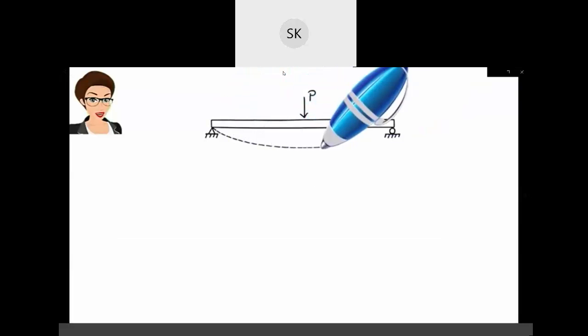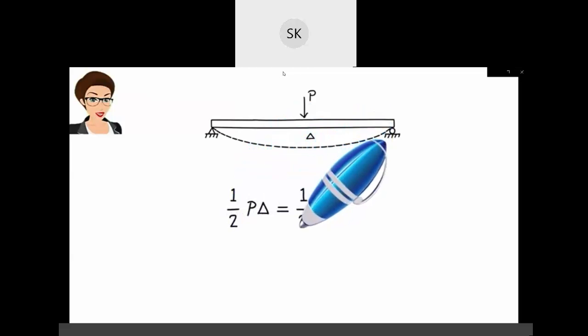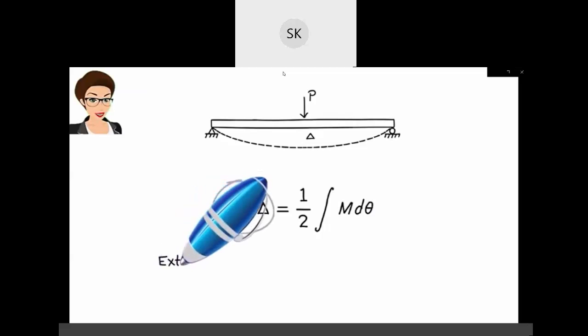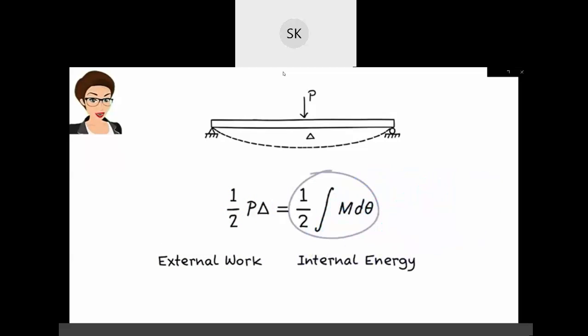For a simply supported beam subjected to a concentrated load, the work energy equation can be written as 1/2 P times delta equals 1/2 times the integral of m times d theta. The left side of the equation represents external work done by the load. The right side represents the resulting internal energy stored in the beam.